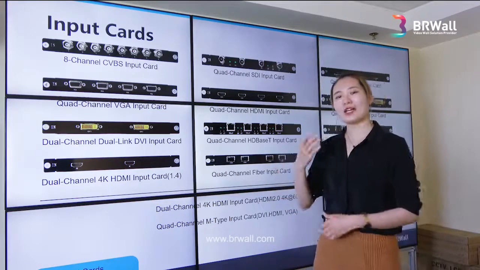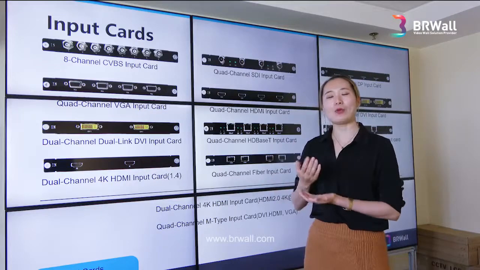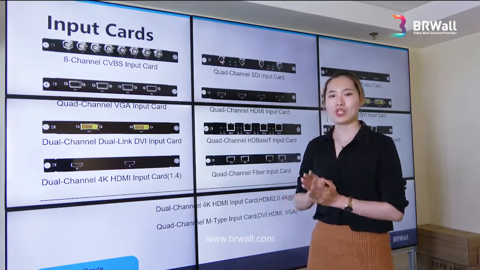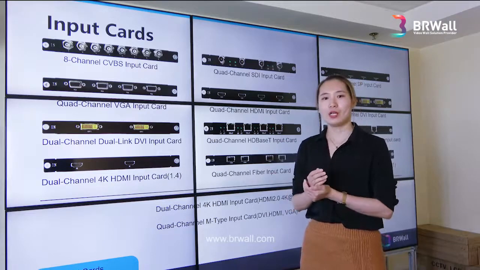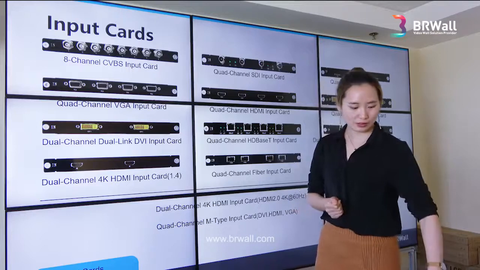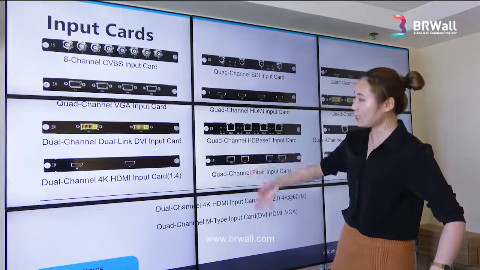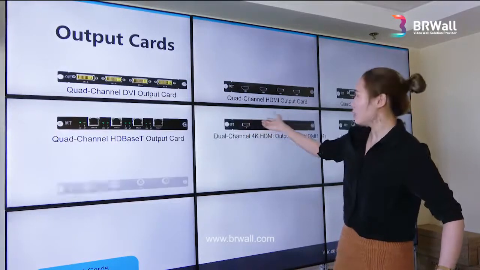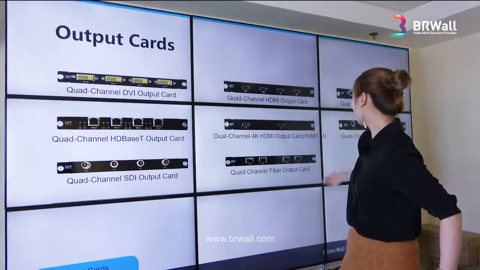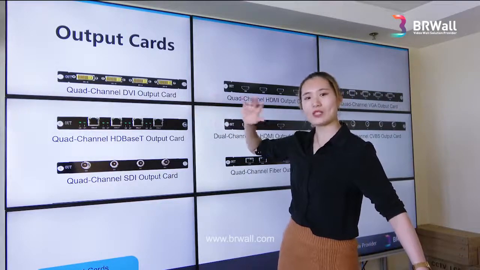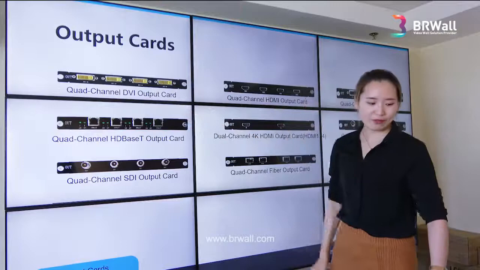And as I know, in the China market, our video controller's IP decoder card is the maximum, which can decode 32 Full HD cameras, also 4K. The output can have DVI, HDMI, SDI, or CVBS. Also, if you have long distance, you can use HDBaseT and fiber.